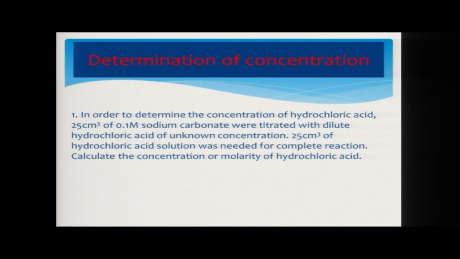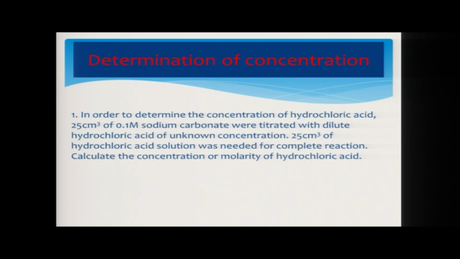We are just going to read together the question so that we can interpret the question. In order to determine the concentration of hydrochloric acid, 25 cubic centimeters of 0.1 mole sodium carbonate. So you are having 2 substances reacting, sodium carbonate, were titrated with dilute hydrochloric acid of unknown concentration. 25 of hydrochloric acid was needed for complete reaction. Calculate the concentration or molarity of hydrochloric acid.